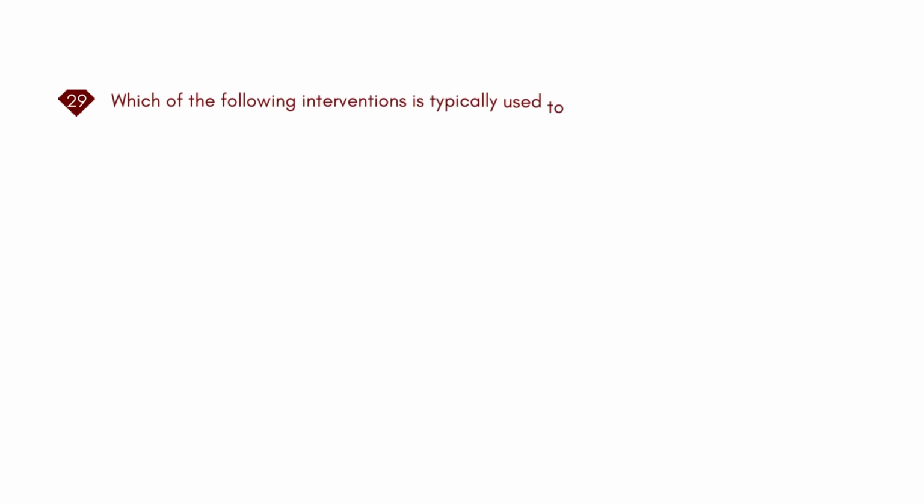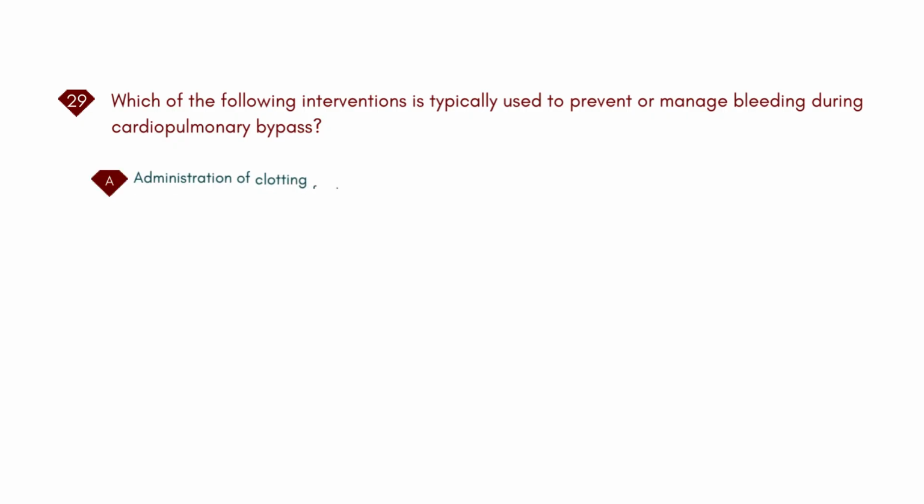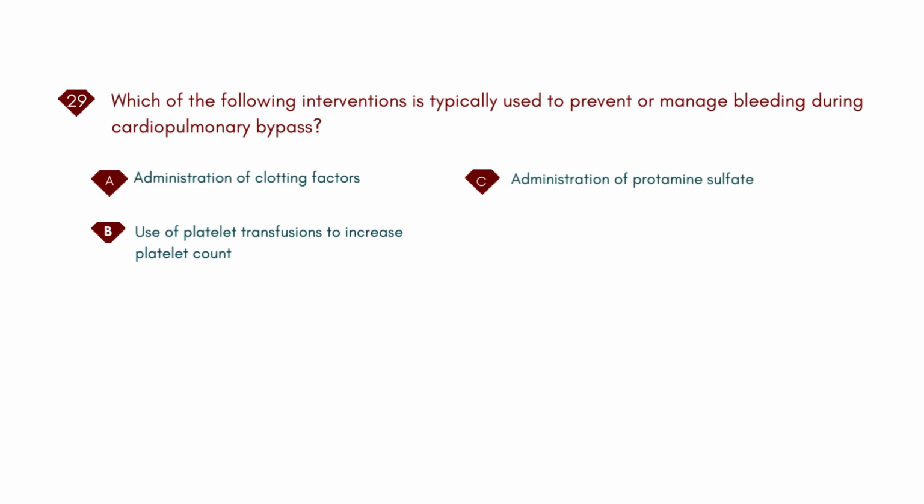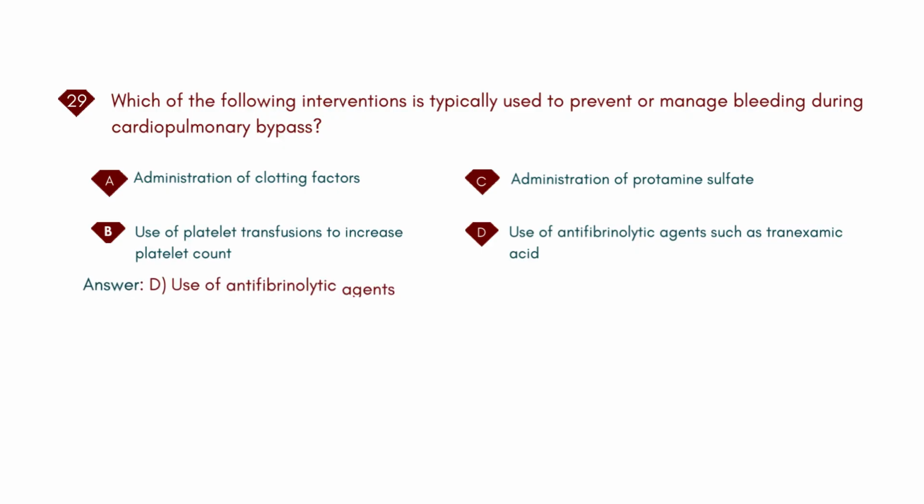Which of the following interventions is typically used to prevent or manage bleeding during cardiopulmonary bypass? A. Administration of clotting factors. B. Use of platelet transfusions to increase platelet count. C. Administration of protamine sulfate. D. Use of antifibrinolytic agents such as tranexamic acid. Answer: D. Use of antifibrinolytic agents such as tranexamic acid.